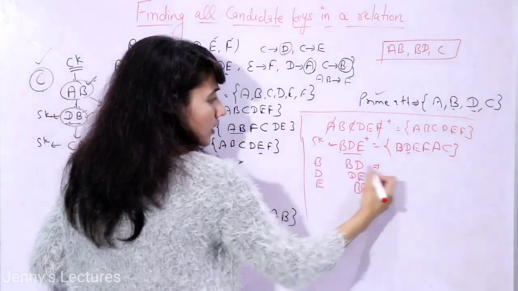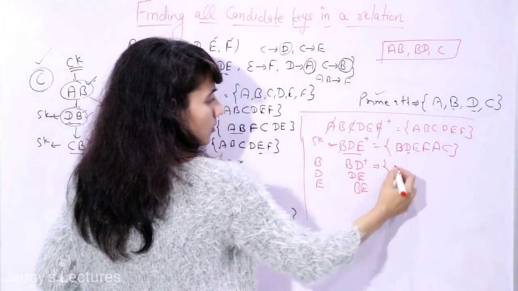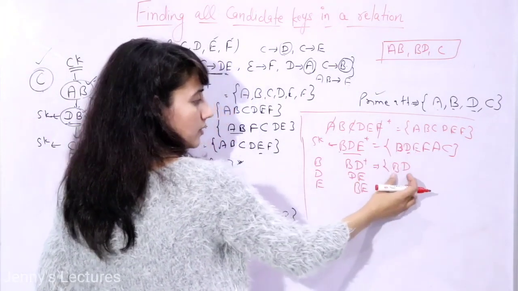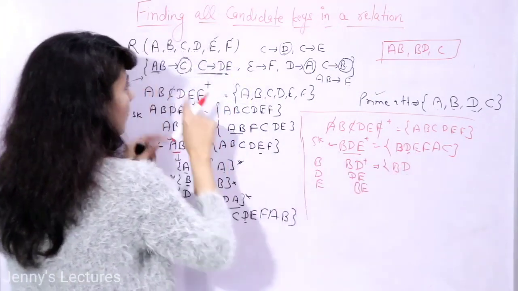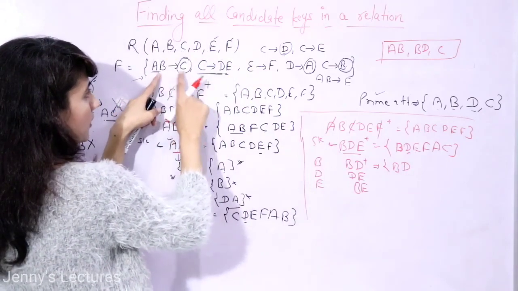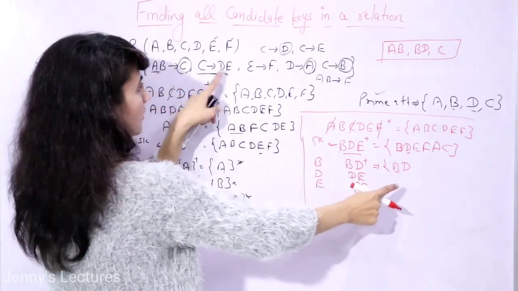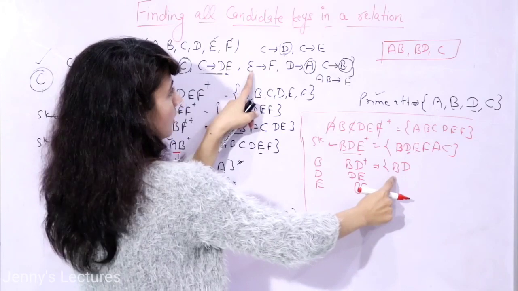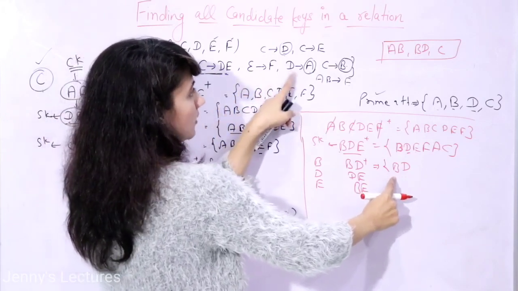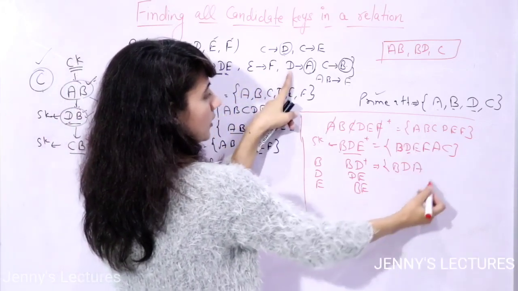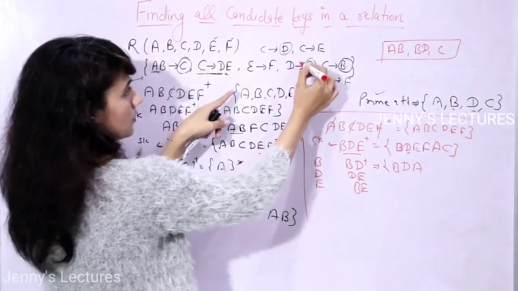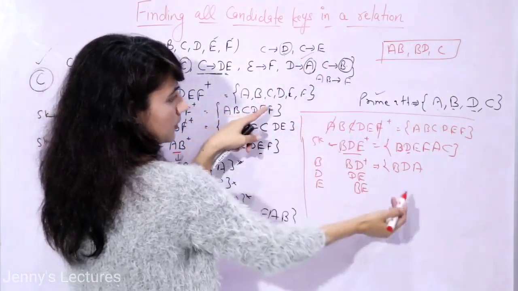So here check the closure of BD. I can write BD, yes, reflexivity rule. Check out the functional dependencies. AB can determine C, I don't have AB. C can determine, I don't have C. E can determine F. D can determine A, yes, I have D, so I can determine A. Now C, this I have used. C can determine B, but C I don't have.